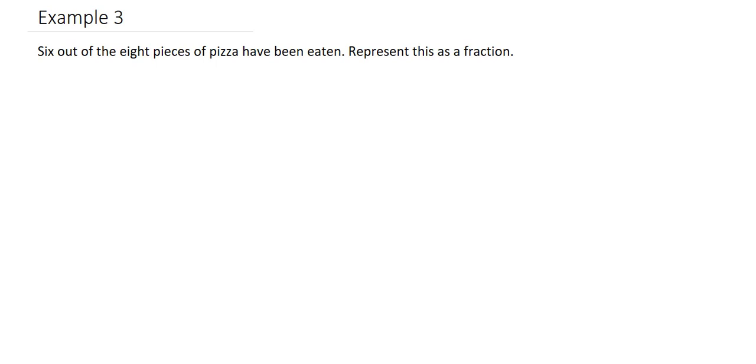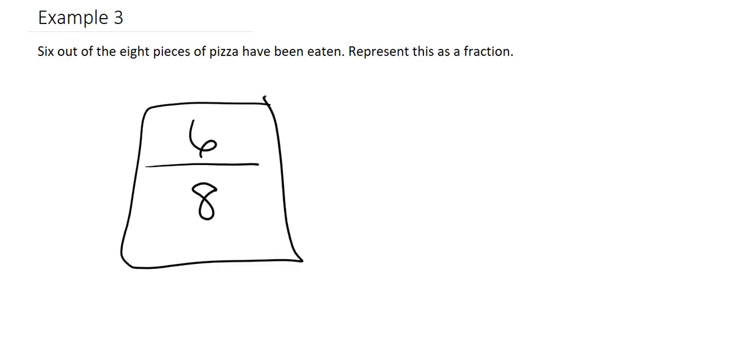So example 3, we could say 6 out of the 8 pieces of pizza have been eaten. So we're going to represent this as a fraction. So we're going to say the total number of pieces is 8, and 6 have been eaten, right? So 6 out of 8 is gone, right? And so that would be how we would represent it as a fraction.